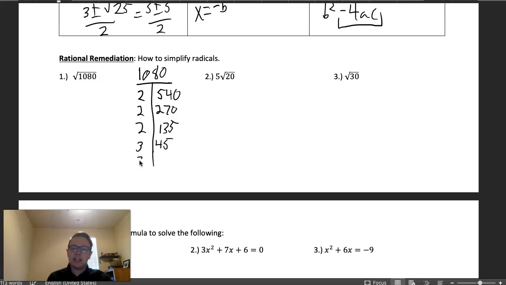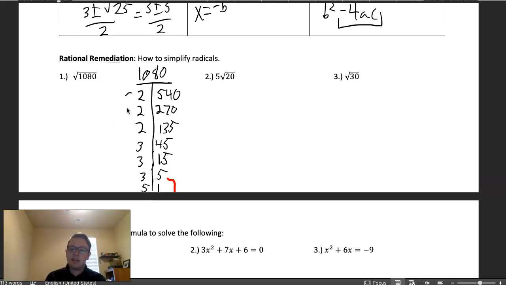Let's divide by 3 again. That's going to get us to 15. Let's divide 15 by 3. We're going to be left with 5. And now, nothing left divisible by 3, so we're going to move to our next largest prime, which is 5. 5 divided by 5 gives us 1. So what we're going to do is we're going to take the number at the very top. We're going to keep dividing by prime numbers until we get all the way down to having a 1 on the right-hand side. Then what we're going to do is we're going to pair these up.